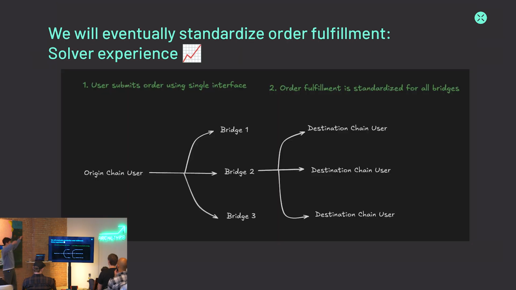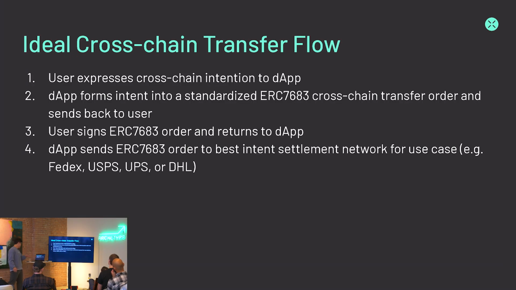So I think eventually all of the bridges or all of the solvers will be able to also communicate with a single interface. But I think that's a follow-up. I guess this is kind of a hot take, but I think this is a follow-up ERC or EIP that needs to be written. So I'll end with what I think is an ideal cross-chain transfer flow.